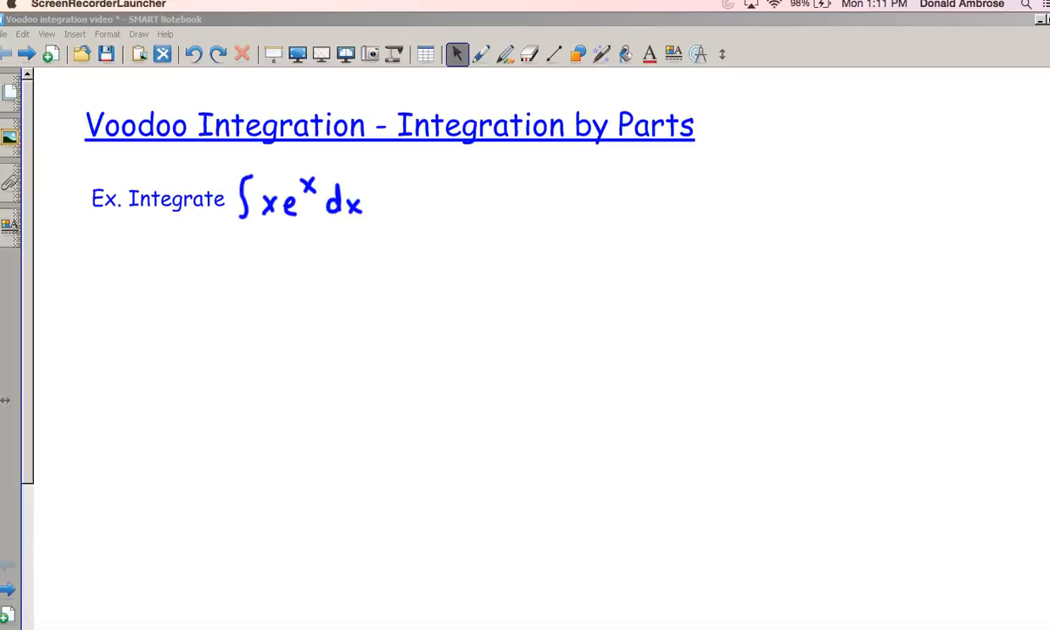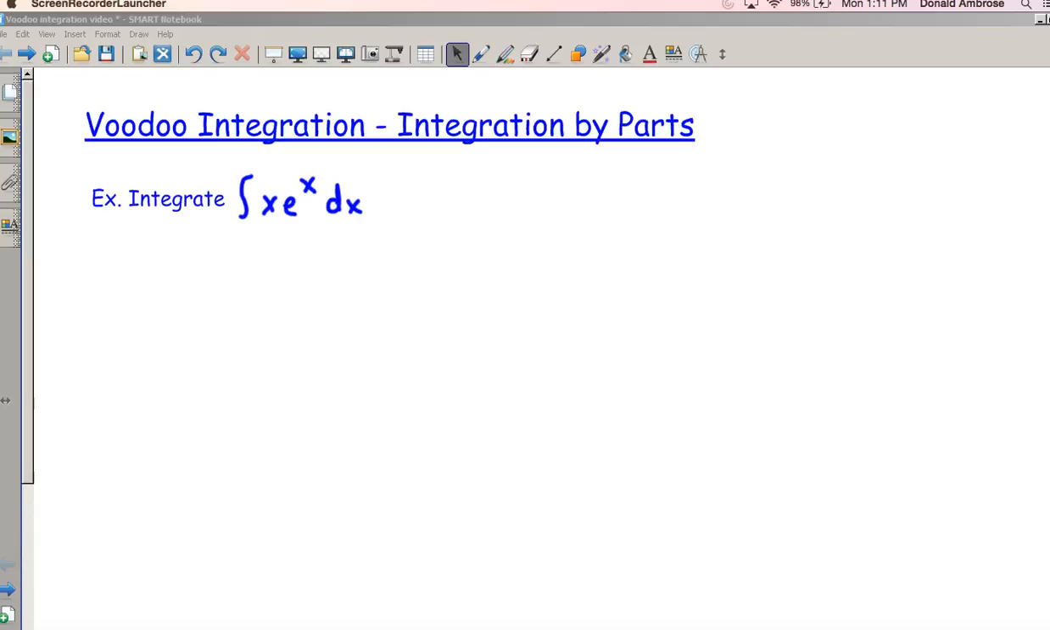Ambrose's video on Voodoo Integration, or what's otherwise known in the mathematical realm as integration by parts. This is another method of integration that you can add to your toolbox. Currently, you know how to find general antiderivatives and also know the method of integration by substitution. This is just another method that we have to help integrate.